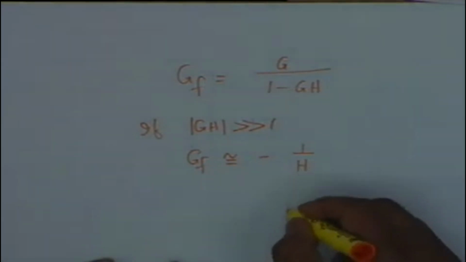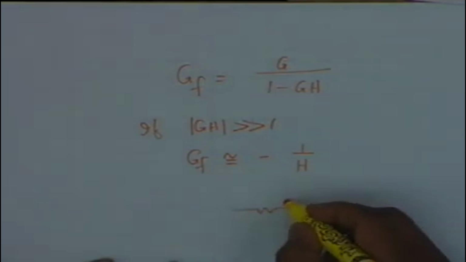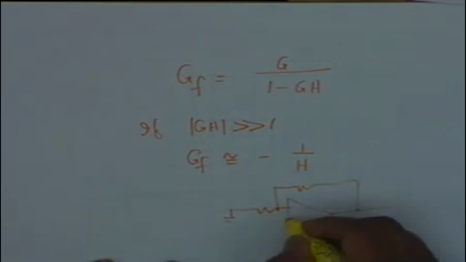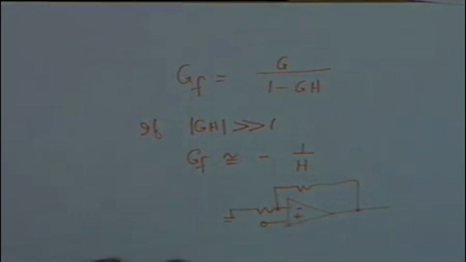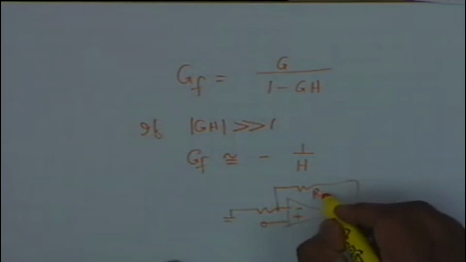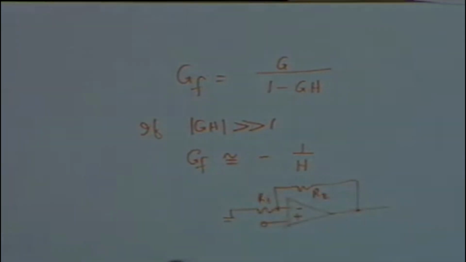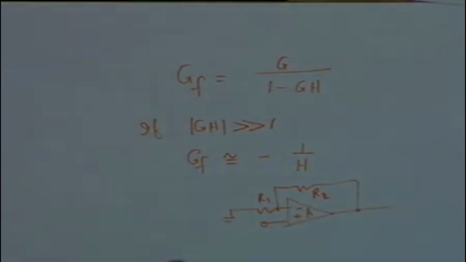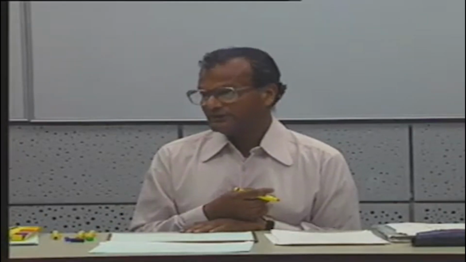One of the examples we have already seen is the op-amp network. If you have an op-amp with an input at the non-inverting terminal and R1, R2 and R1, then the gain simply becomes 1 plus R2 by R1, which is independent of the op-amp parameters, op-amp gain, op-amp temperature, or whatever it is. You can increase the temperature by 50 degrees, nothing will happen.